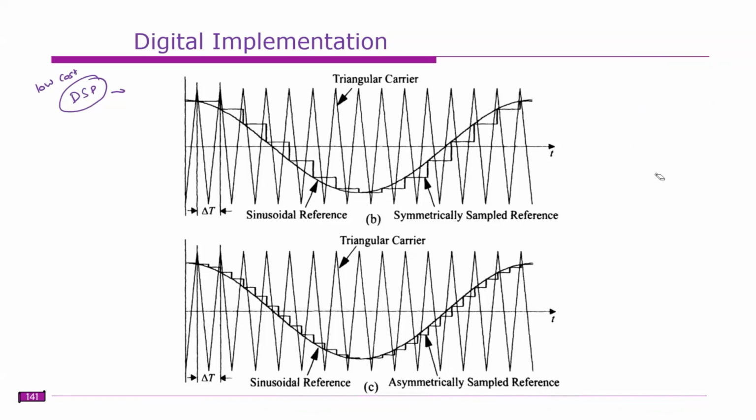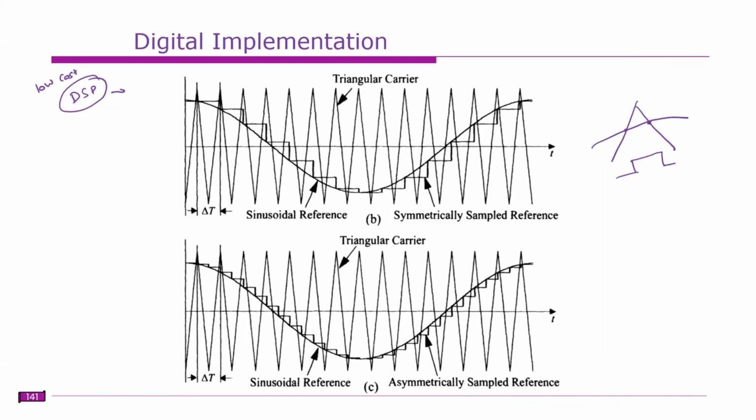Based on the value of the sine wave, or based on the value of time, they will pick up the intersecting point. For example, this is the carrier and this is the modulating signal. Here, based on the time, they will pick up these 2 points, and based on that, a firing signal of the particular time period is generated. This is especially in low-cost DSP.